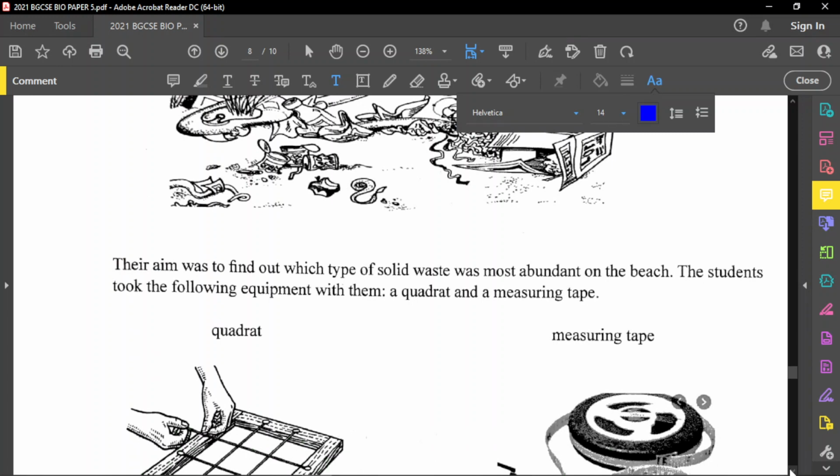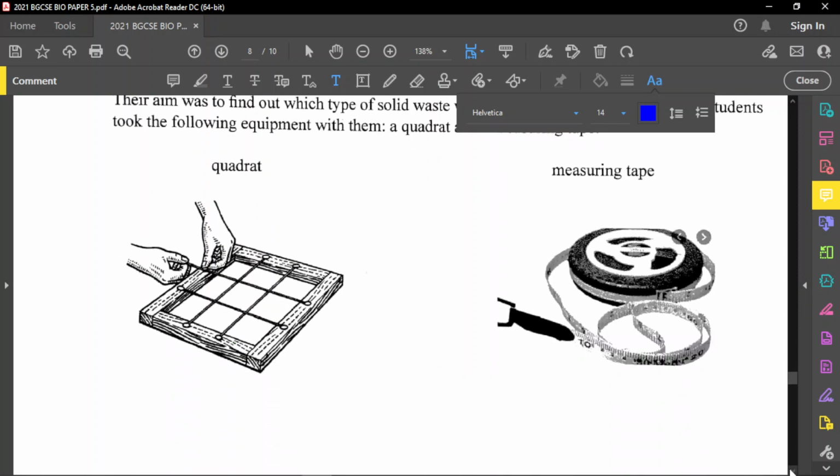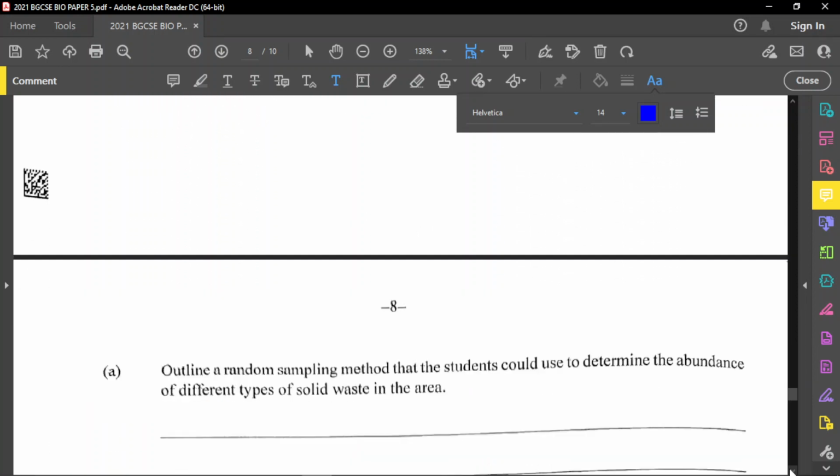Their aim was to find out which type of solid waste was most abundant on the beach. The students took the following equipment with them: a quadrat and a measuring tape. So we have the quadrat right there and the measuring tape. All right, so we have those two things. Let's see what the question is now.